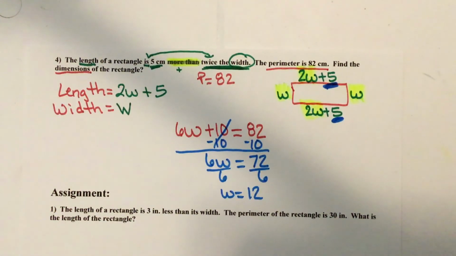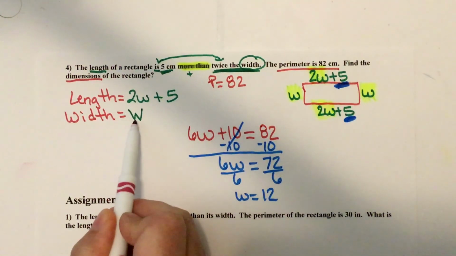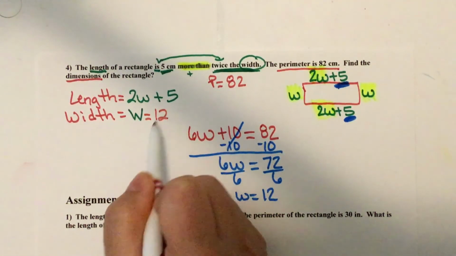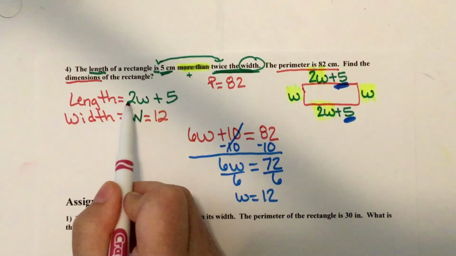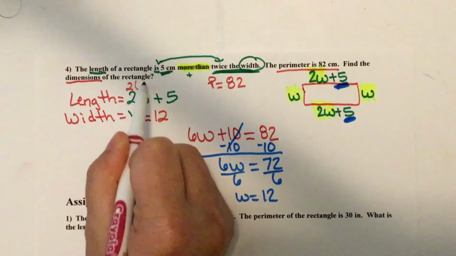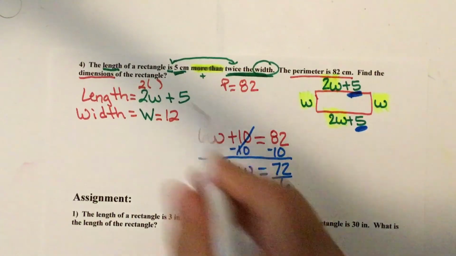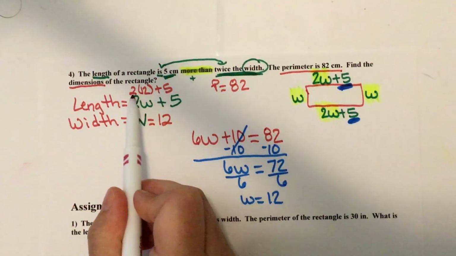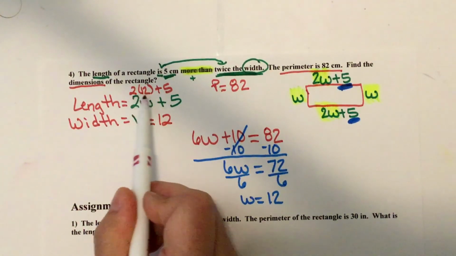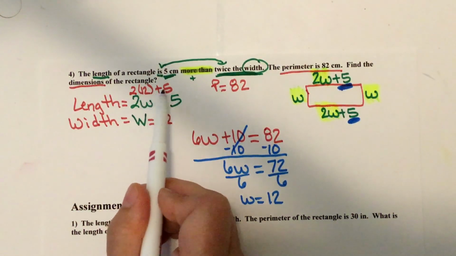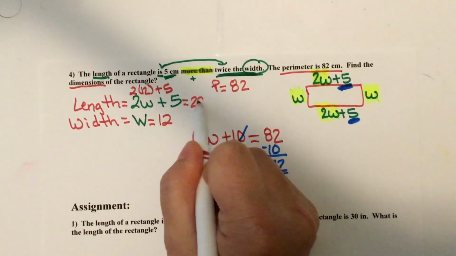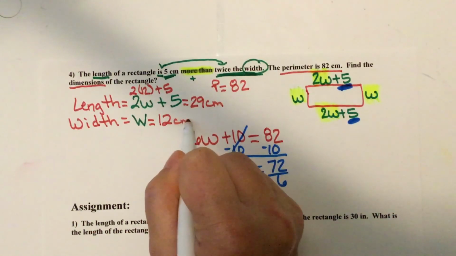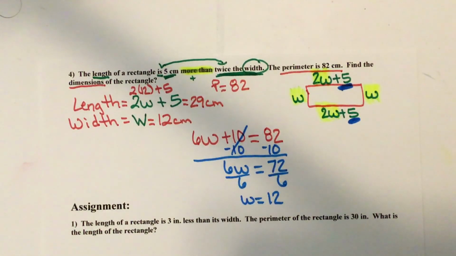All right, so I'm going to come up here to where my width is, and we just found the width to be 12, so I'm going to label this with a 12. And then the length says take 2 times W. So 2 times W, which we found to be 12, and then add 5 to it. So 2 times 12 is 24, and 24 plus 5 is 29. And these are in centimeters. And those are our 2 answers. And we're done.